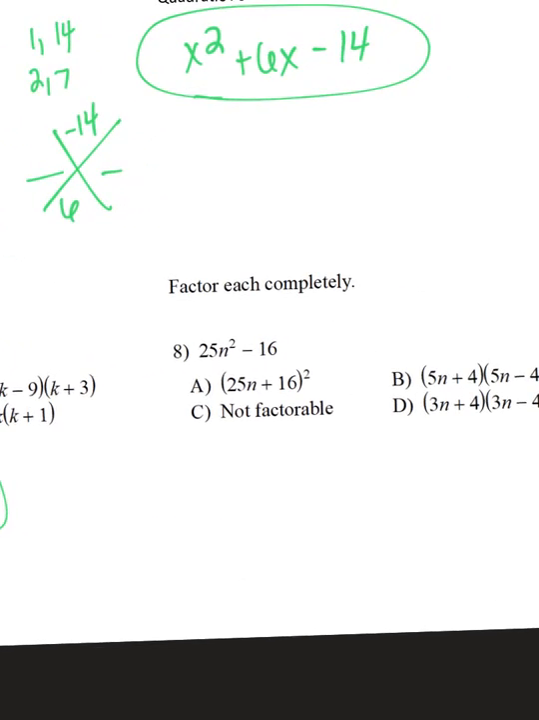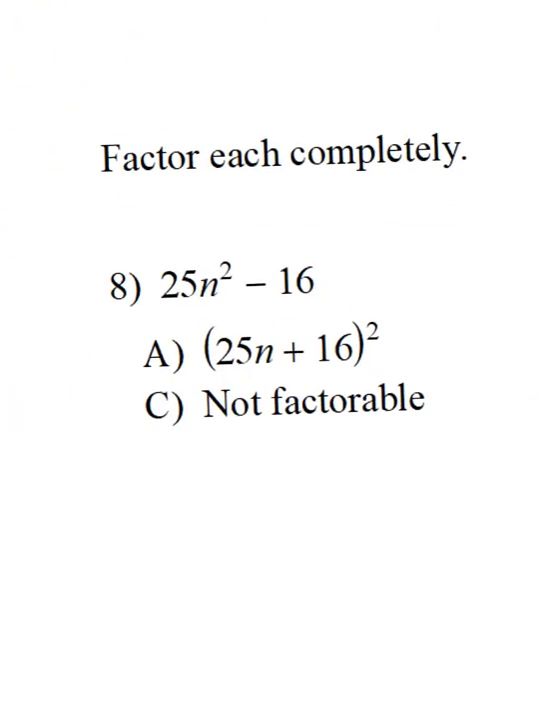And number 8, it asks us to factor completely. So this is actually a difference of squares. So you would want to identify it as a difference of squares. You can still do the diamond, okay? So you can still do 25 times -16, and then b is equal to 0.